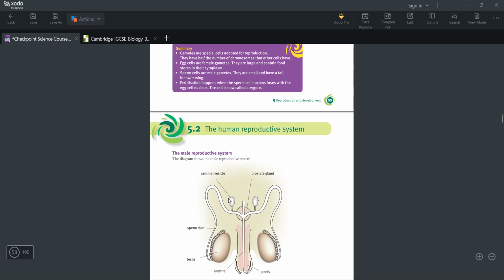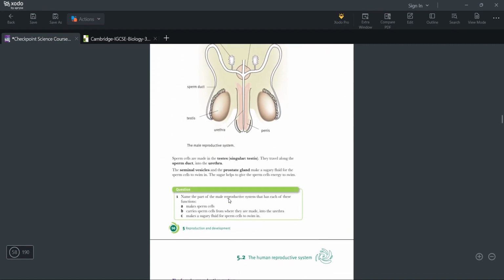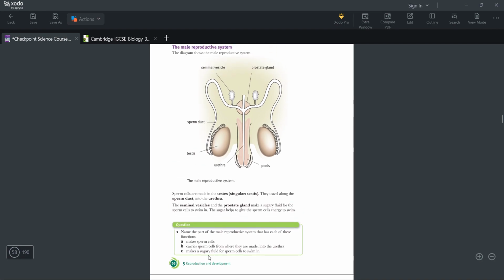Okay. Then the reproductive system of males. Name the part of the male reproductive system that has each of these functions. Which part makes the sperm cells? That'll be your testes. Carries the sperm from where they are made into the urethra? That will be your sperm duct. And makes the sugary fluid for sperm cells to swim in? That'll be your seminal vesicle.